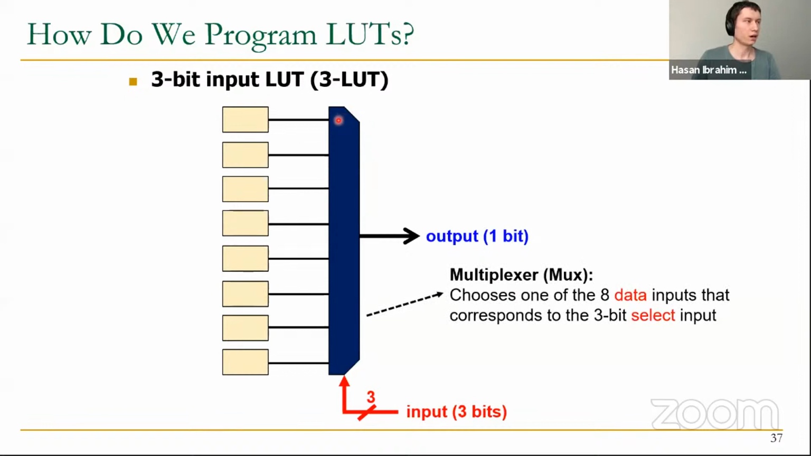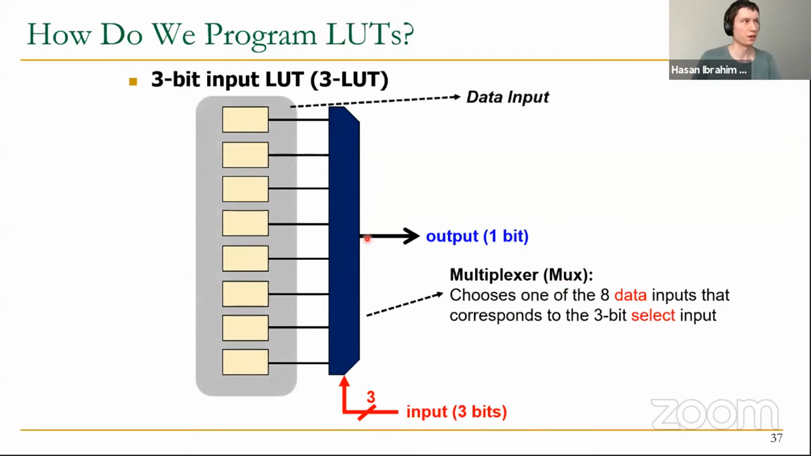Okay, and this blue thing over here is what we call a multiplexer. It chooses one of the 8 data inputs that we have over here. This we will refer to as a data input, and this as a select input. On the next slide, I will show you an example where we will implement a very simple function and map it to this lookup table.